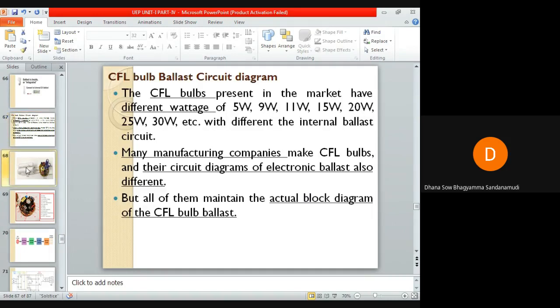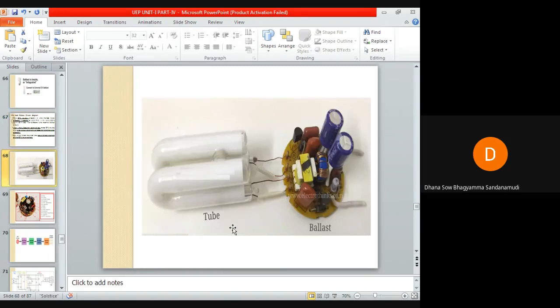Of course, as a customer, we will be buying the lamp which gives us the required illumination. That's all. We need not bother about the circuits or circuit elements of the ballast circuit. But as an electrical engineer, since we are learning this concept, we must know that all the manufacturers will not have the same ballast circuit, but the block diagram for all the ballast circuits will remain the same, whoever is the manufacturer.